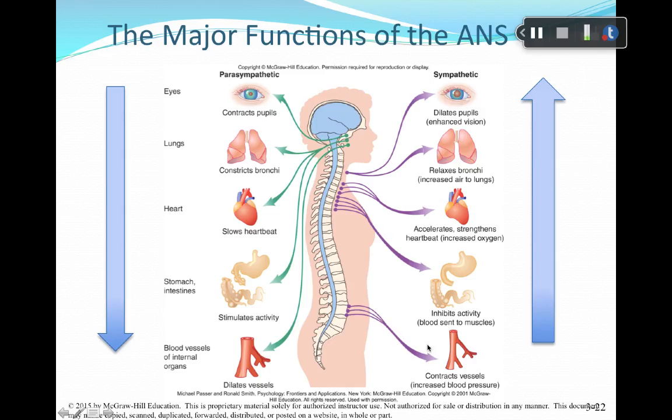So here is a really nice example of the autonomic nervous system. When your sympathetic nervous system is activated, your blood vessels are going to contract. It's going to inhibit activity in your stomach. Your heart rate is going to increase, so you have more oxygen. You're going to have increased air in your lungs. Your pupils are going to dilate, so you have better vision.